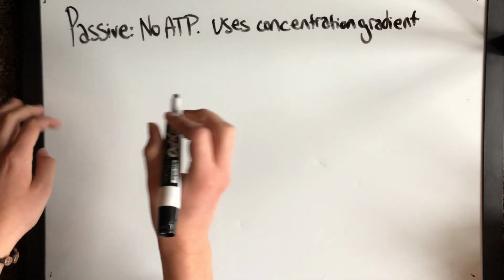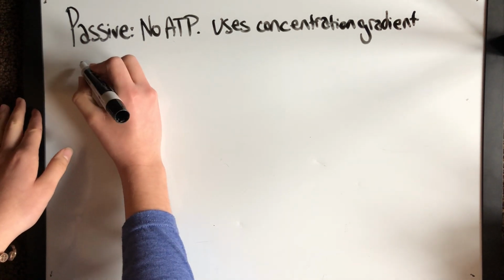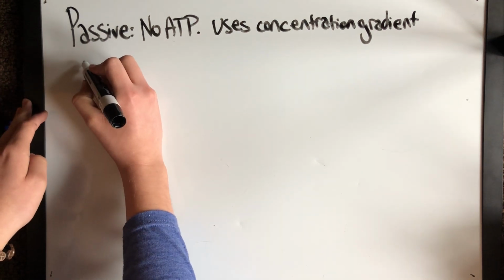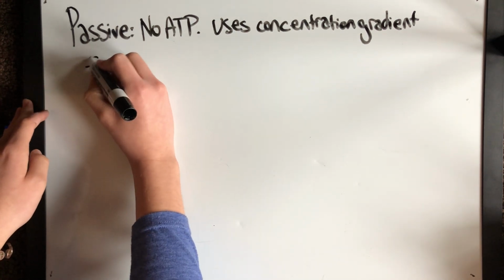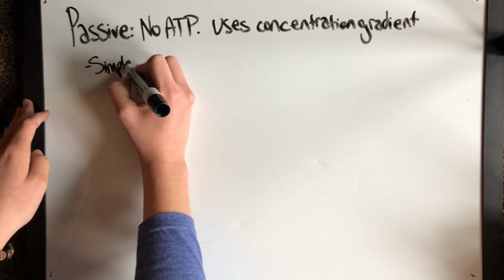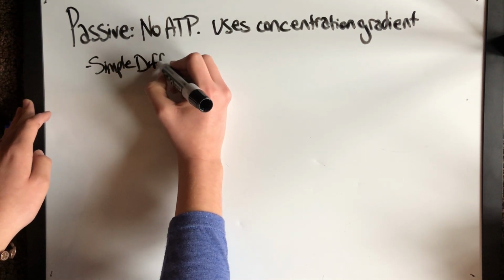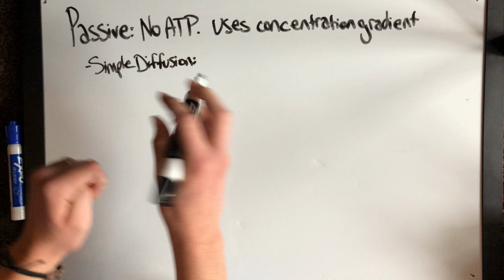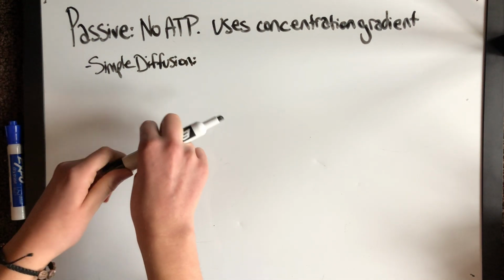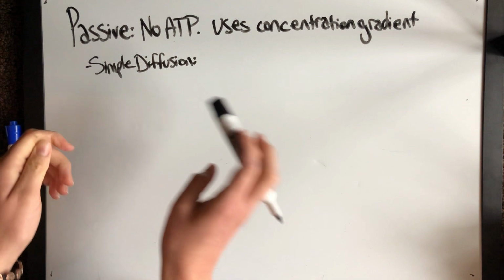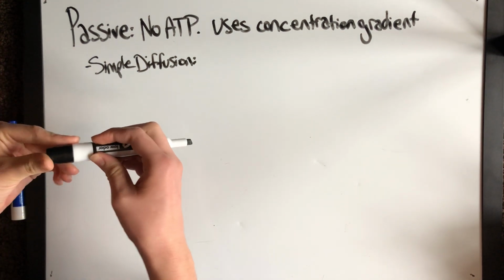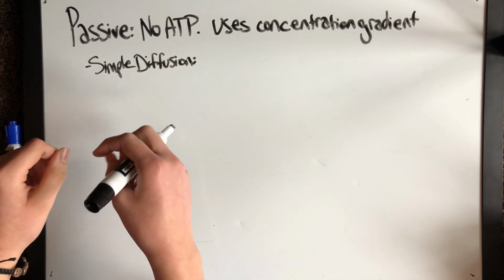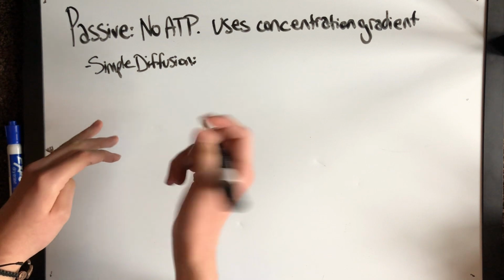Okay, so we've got two main categories of passive transport. We've got our facilitated diffusion and simple diffusion. So let's do simple first. So simple diffusion, these are the small molecules that are uncharged. All of passive is going to be uncharged molecules, but simple diffusion are very small molecules that are small enough to just slip right through the membrane. They don't need any help at all.